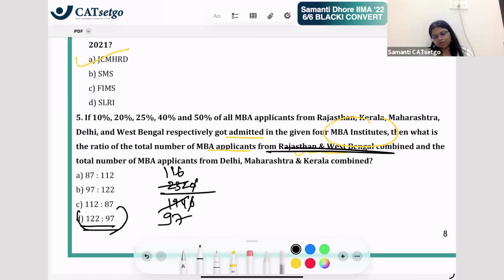Some calculation error or the options are wrong. Okay? But this is what it is: Rajasthan 10%, Kerala 20%, Maharashtra 25%, Delhi 40% and West Bengal 50%. We allotted properly. Then what is the number of combined to total? Yes. So the ratio was supposed to be found this to this. So the answer ideally should be 1 to 2 is to 97. Some calculation mistakes are there. But I hope you understood the concept, or probably this option is wrong. Right? But I hope you understood the concept. Understood?